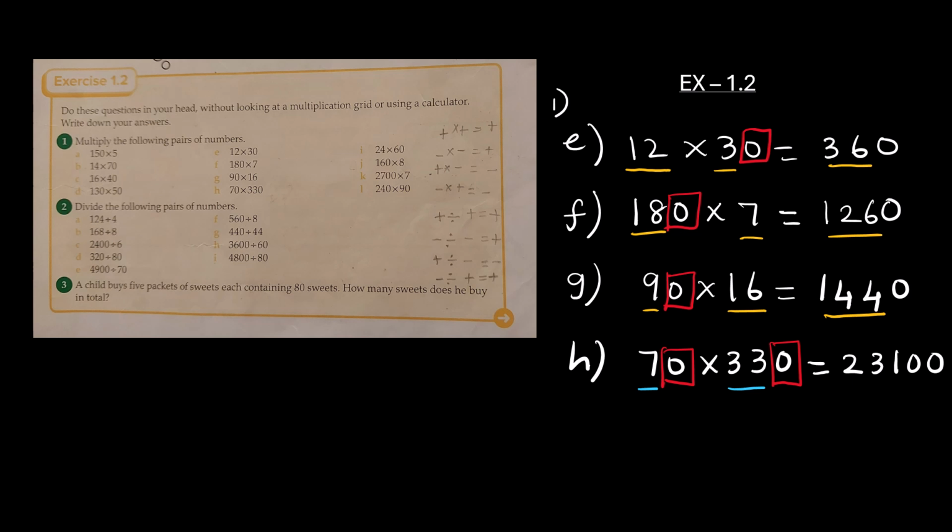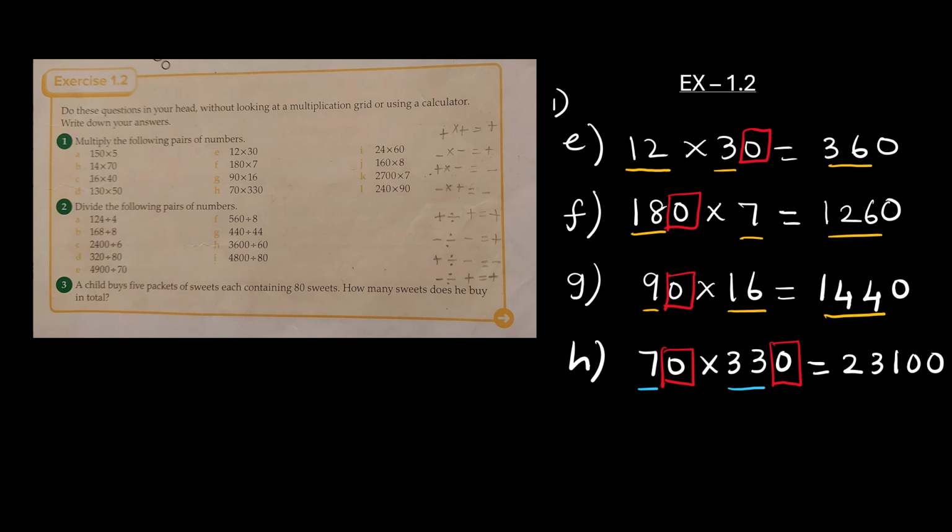Let's sum 180 into 7. Just multiply the numbers. 18 into 7 is equal to 126. So we have one zero. That zero we have to add to the end of the number. So the answer is 1260.